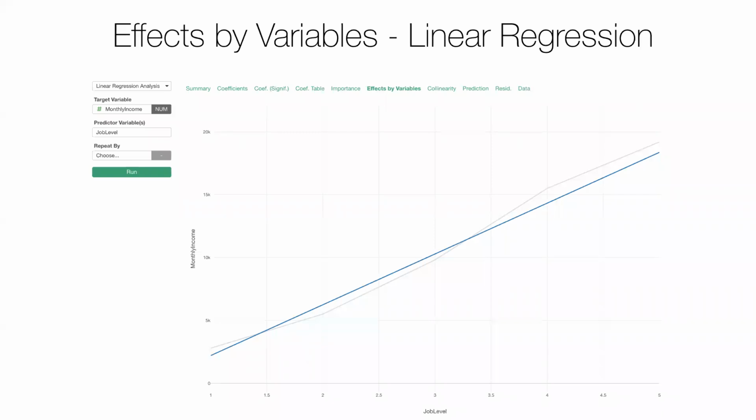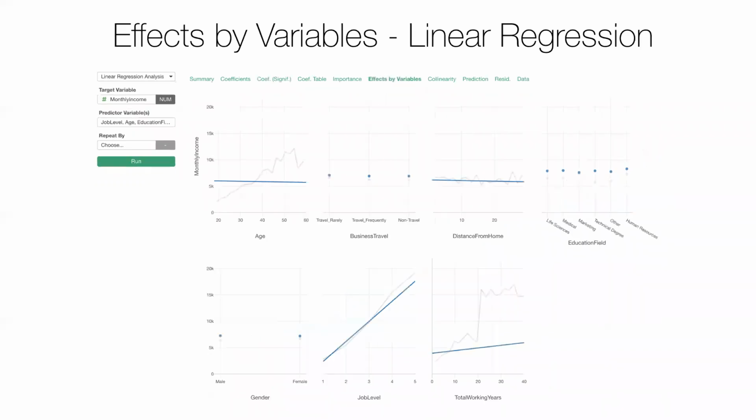And obviously you can see it's going up. So the higher the job level, the higher the monthly income. And this can be even more useful when you have multiple linear regression, so multiple predictor variables, and then you can see it for each variable. For this particular one, you see that one job level up gives about 5,000 salary up, or monthly income up.